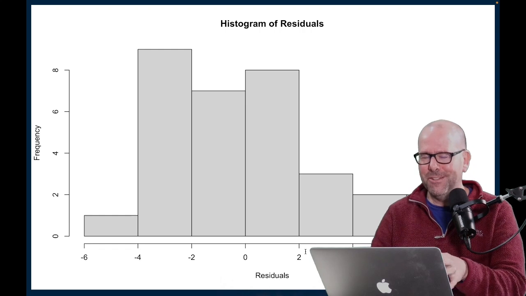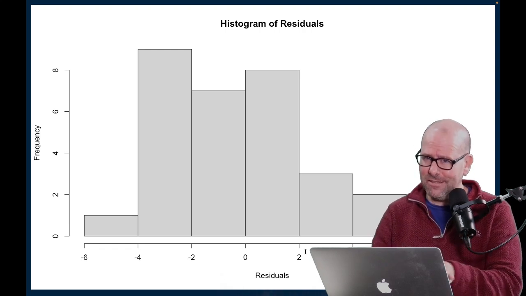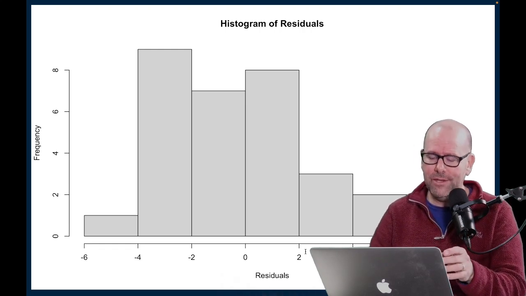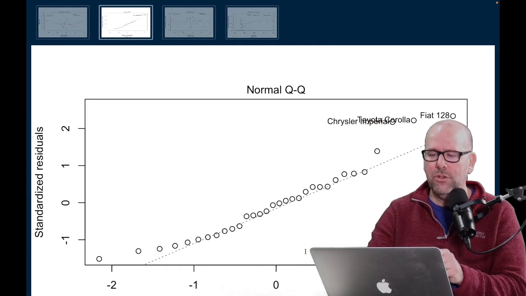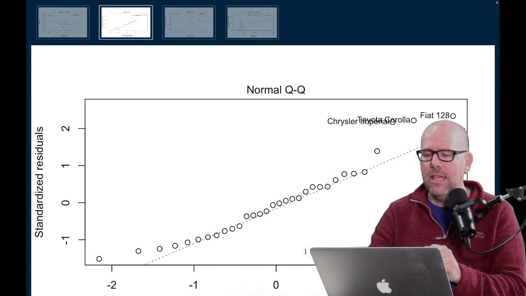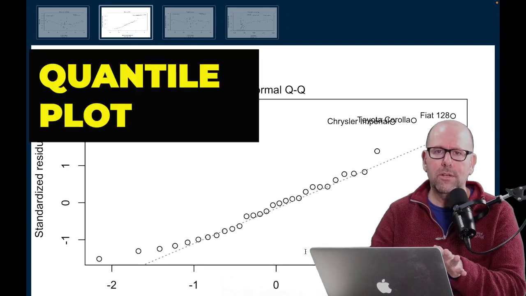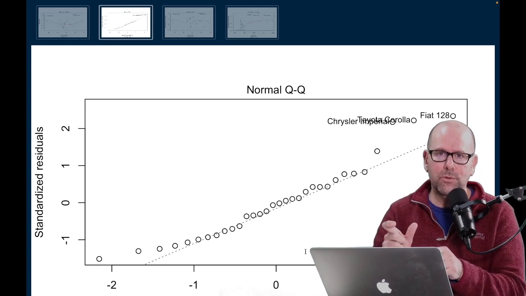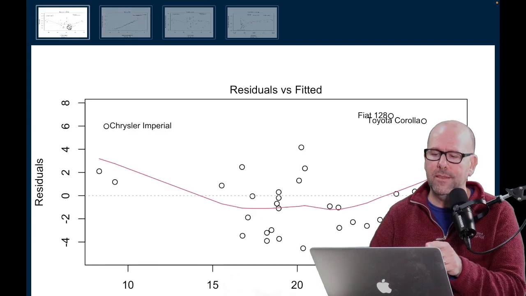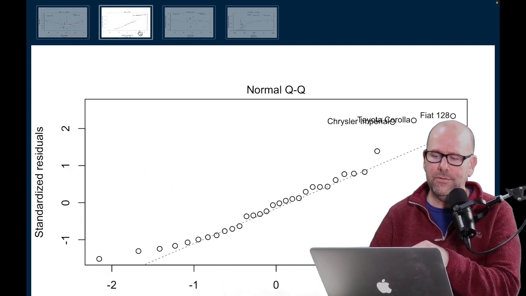And you might look at this and say, well, it's not completely convincing one way or the other. The next thing you can do is this, and this is called a QQ plot, a quantile plot, and it is one of the plots that pops out from your diagnostics. So in the diagnostic plots, you'll get both this residuals versus fitted plot, and it also gives you this QQ plot.